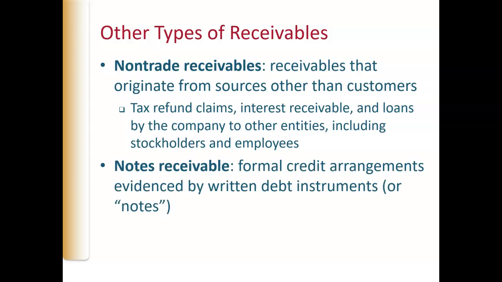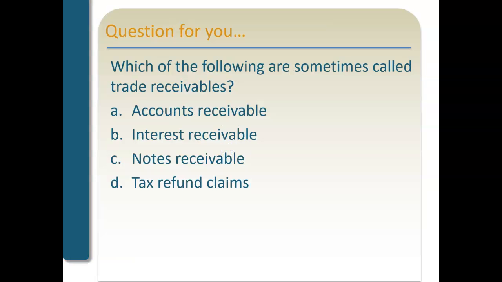A note receivable is another form of a receivable, but this is shown by a written agreement. A note receivable will have a signed agreement showing who the parties are, how much is owed, what the interest rate is, the dates, the terms. Which of the following are sometimes called trade receivables? Hey, excellent, guys.